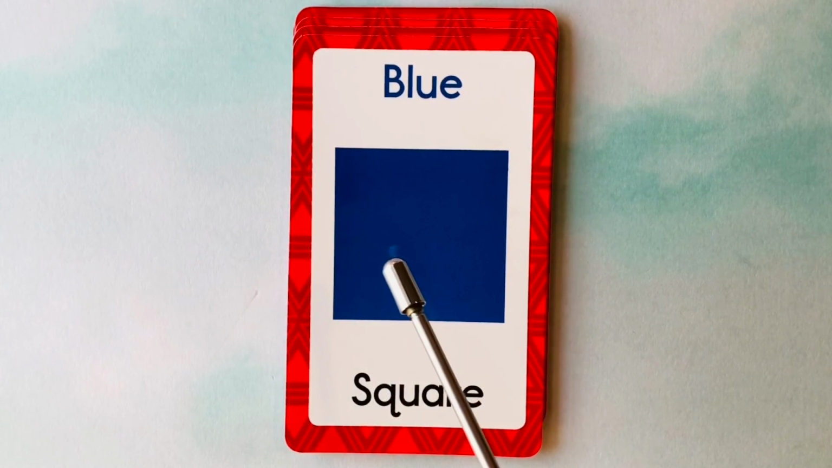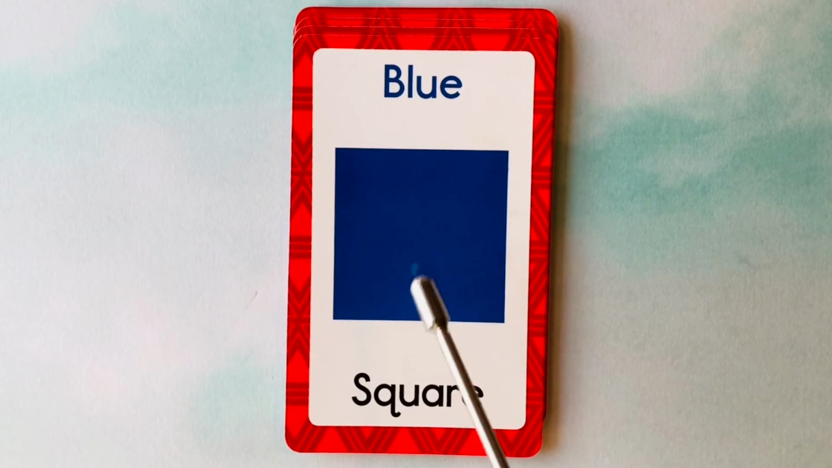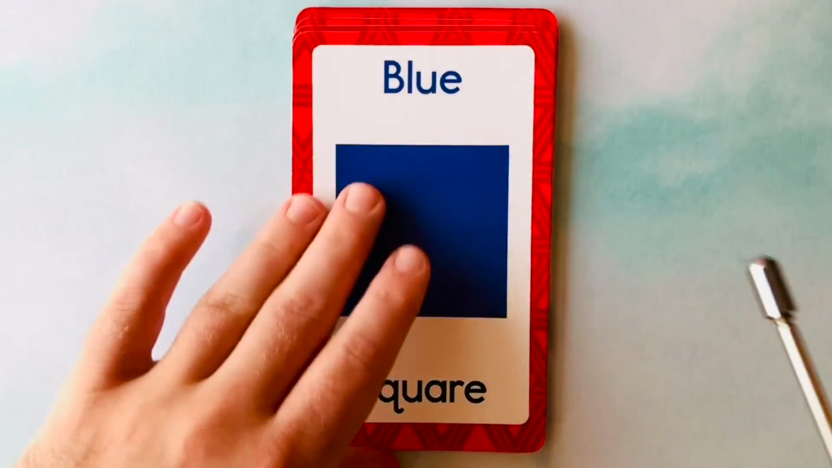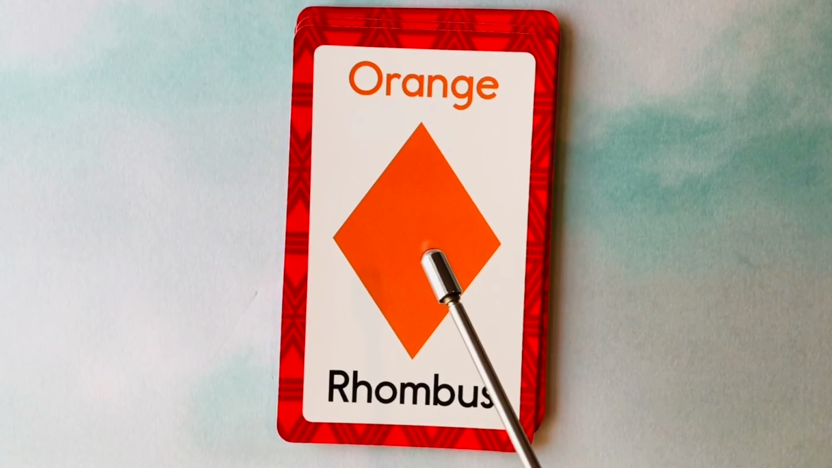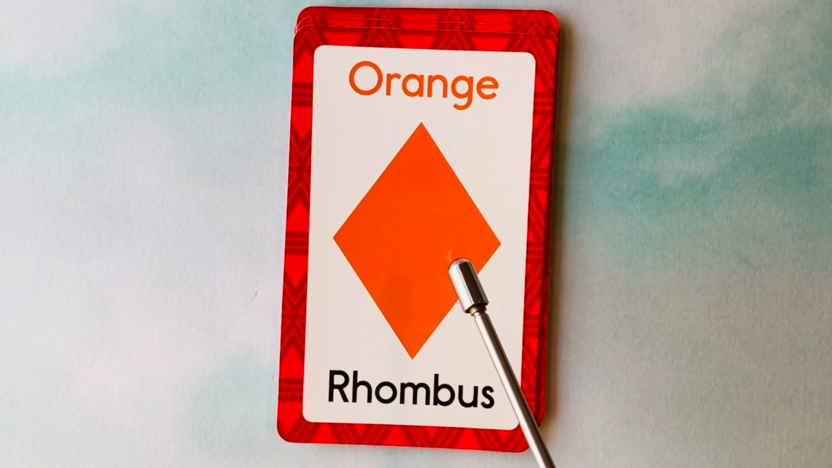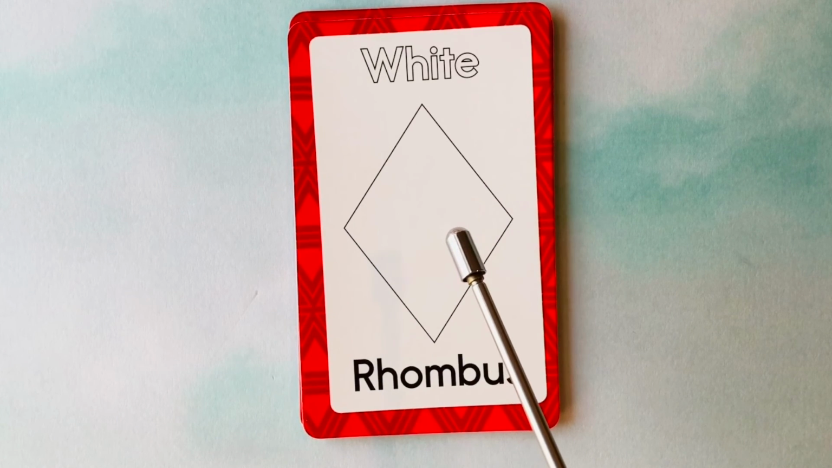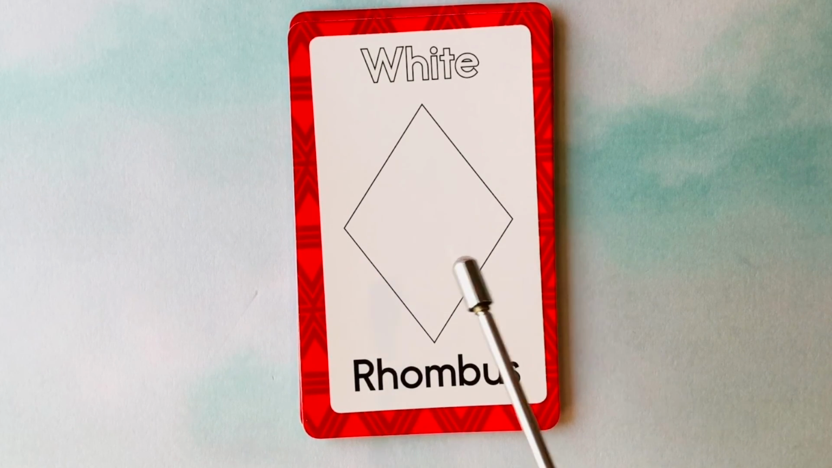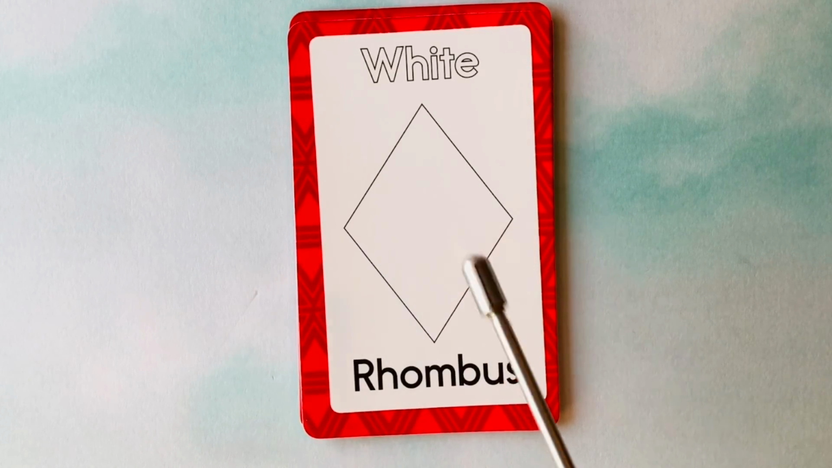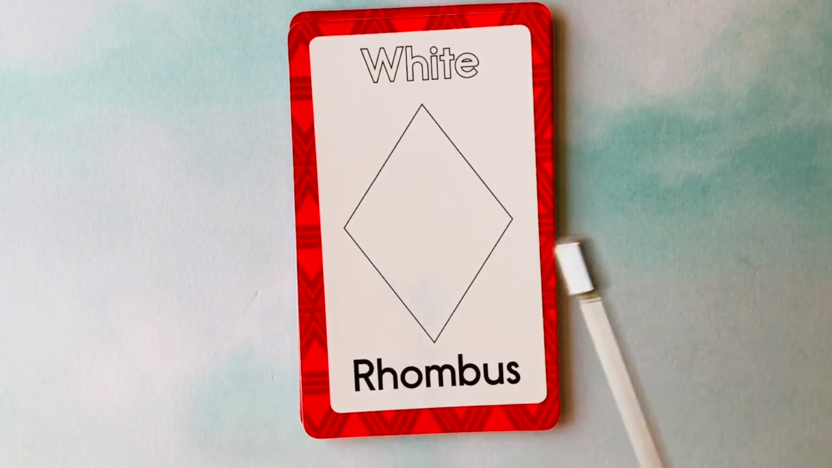This is also a square. What color is this square? It's a blue square. This is a rhombus. What color is this rhombus? It's an orange rhombus. This is also a rhombus. What color is this rhombus? It's a white rhombus.